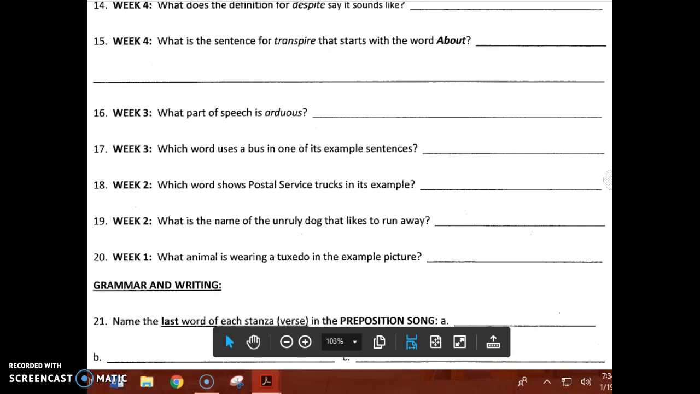For number 18, look at week 2 vocabulary. Which word shows postal service trucks in its example? Number 19, continue looking at week 2. What's the name of the unruly dog that likes to run away? And number 20, look at week 1 vocabulary. What animal is wearing a tuxedo in the example picture?